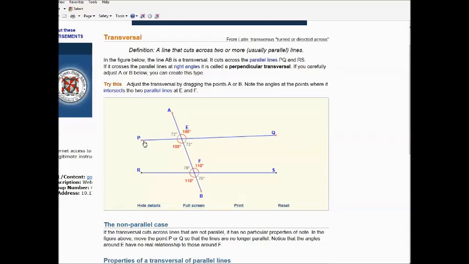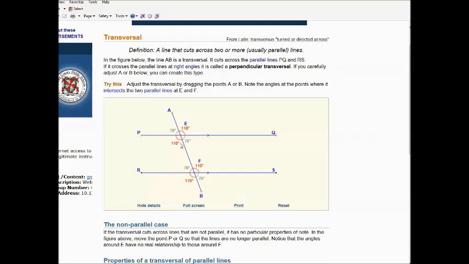If I make this no longer parallel, now look at the corresponding angles. They're not congruent, but if I put this back so it's parallel, we have two types of angle measures. The acute angles are congruent, the obtuse angles are congruent. And an acute angle plus an obtuse angle adds up to 180.